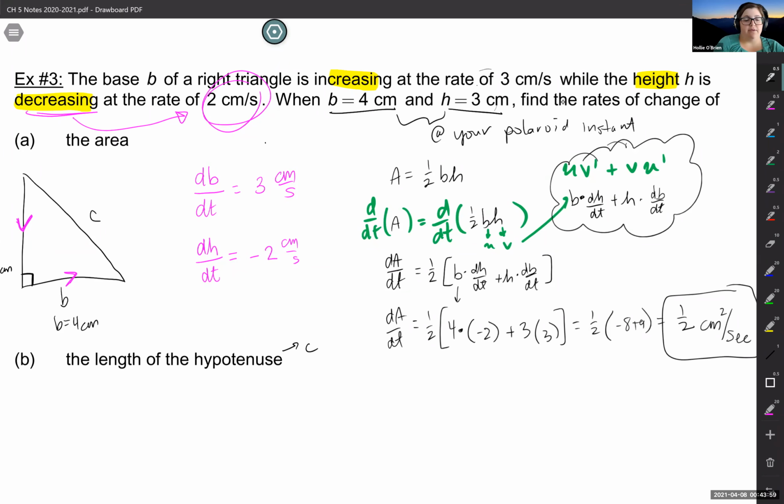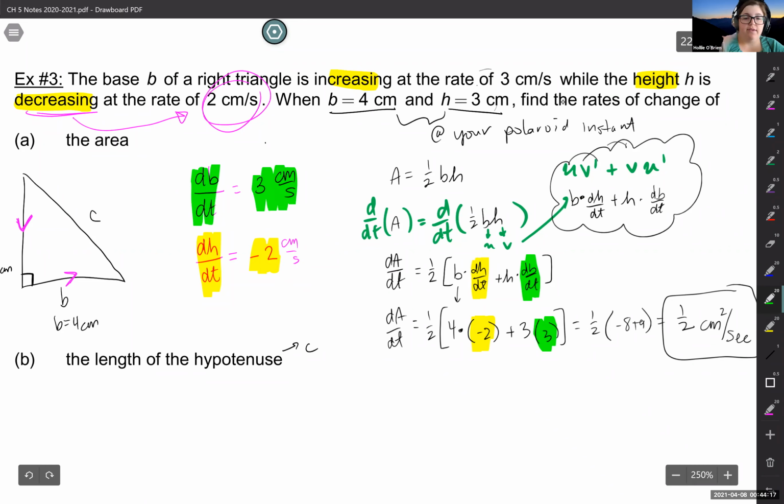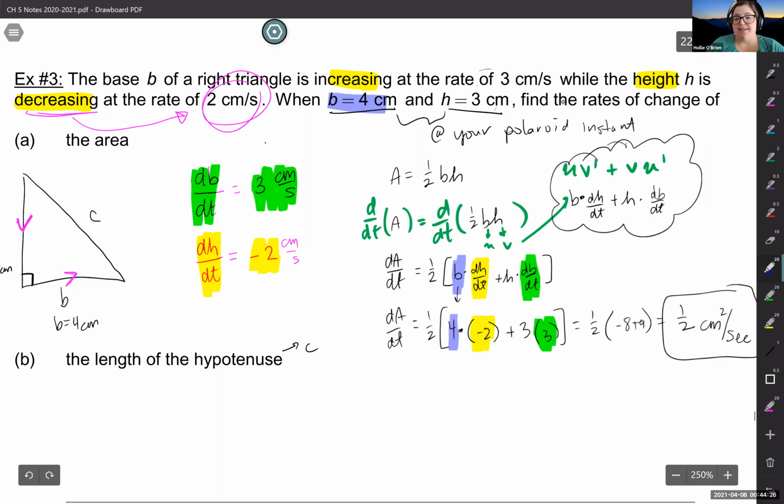I hate to use 50 billion highlighters, but you know. Let's see. So, right, dH plugged in here. We have dB, which we plugged in here. Do I have 4 colors? Maybe. B plugged in here, because this is at the snapshot in time.